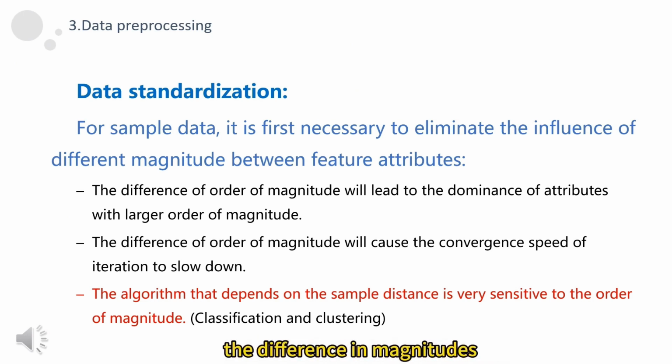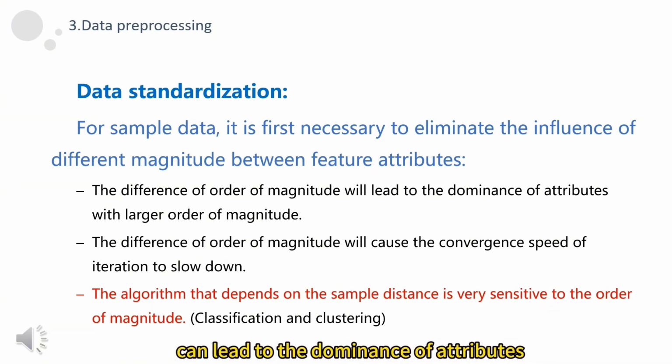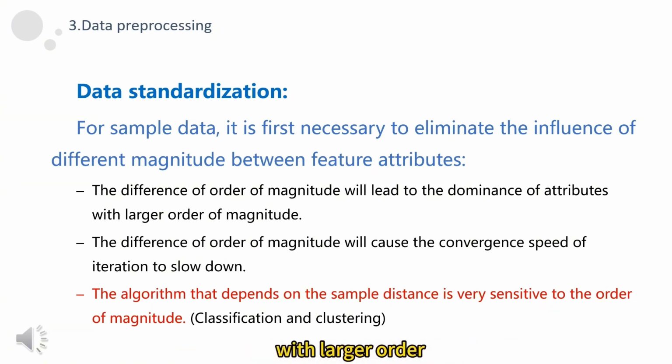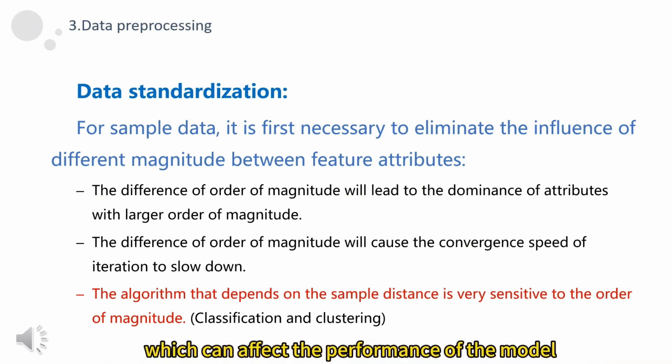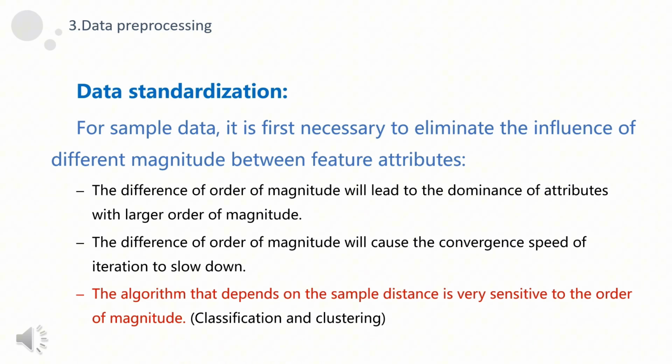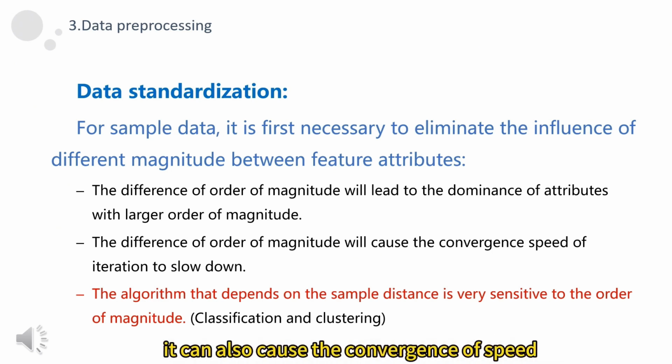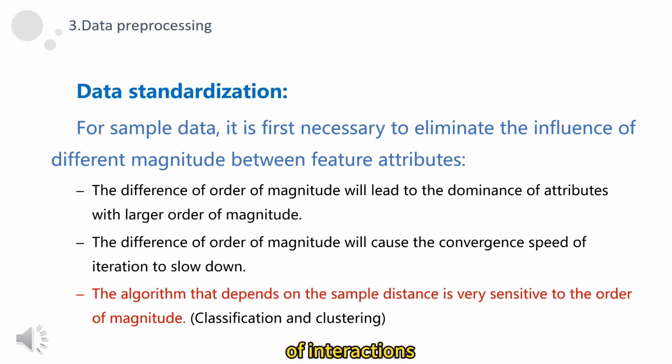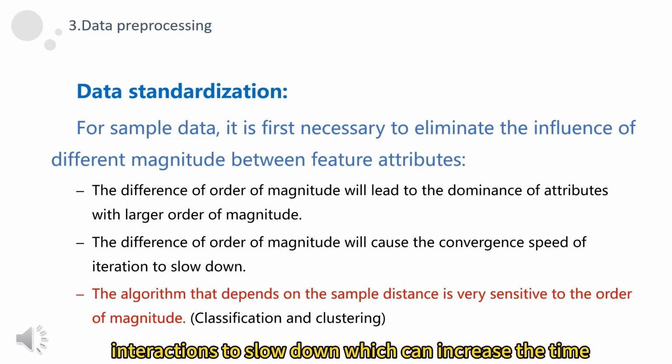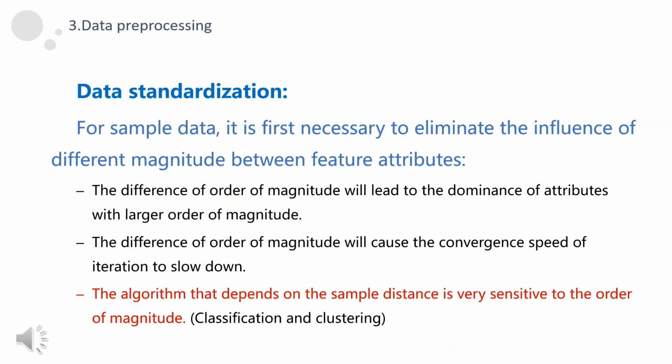The difference in magnitudes can lead to the dominance of attributes with larger orders of magnitude, which can affect the performance of the model. It can also cause the convergence speed of iterations to slow down, which can increase the time it takes to train the model.